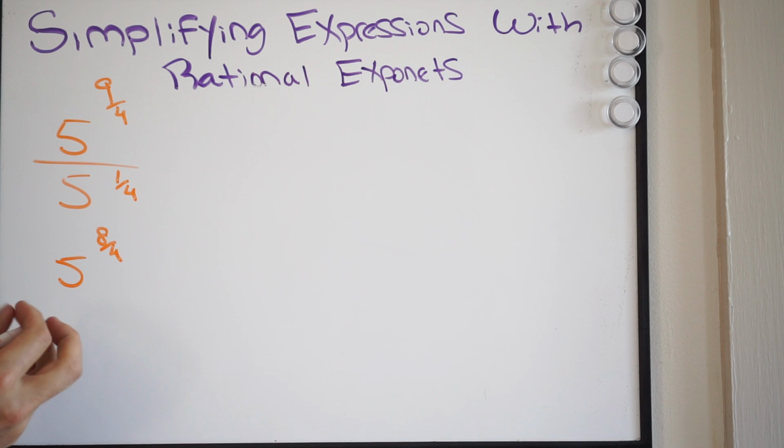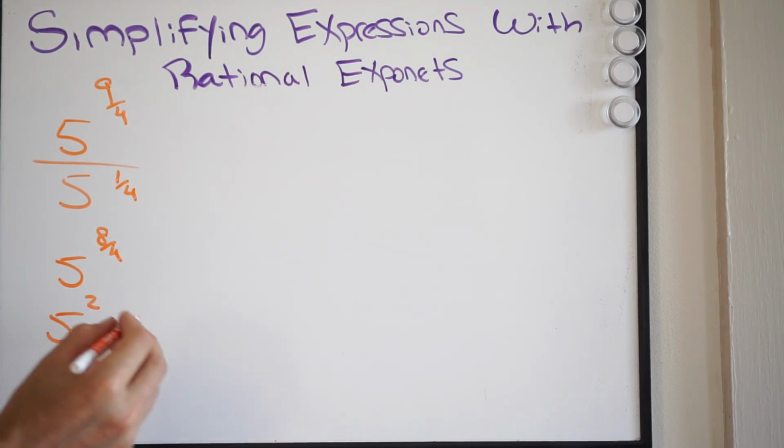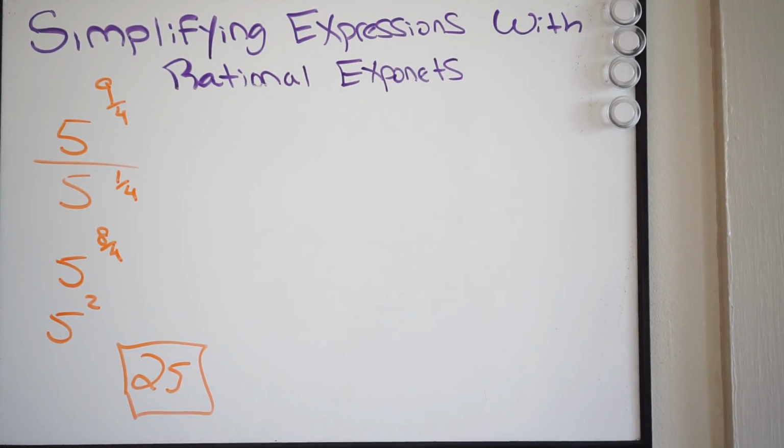And we know that 8 divided by 4 here is going to be 2, so 5 to the 2nd power, or just 25. So our final answer here will be 25. All right, and that is it.